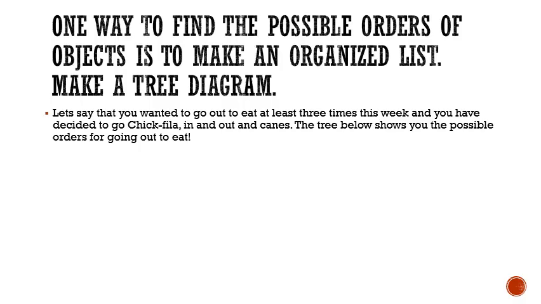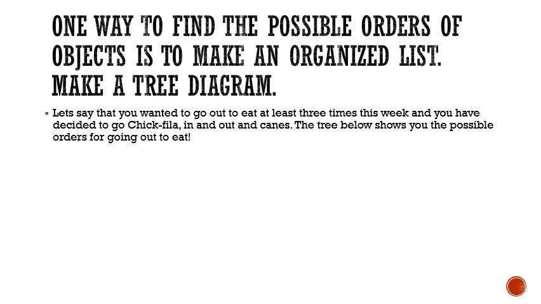One way to find out the possible orders of objects is to make an organized list and a tree diagram. Let's say you want to eat out at least 3 times this week, and you have decided to go to Chick-fil-A, In-N-Out, and Cane's. The tree diagram below will show you the possibilities. So let's go ahead and draw it out.